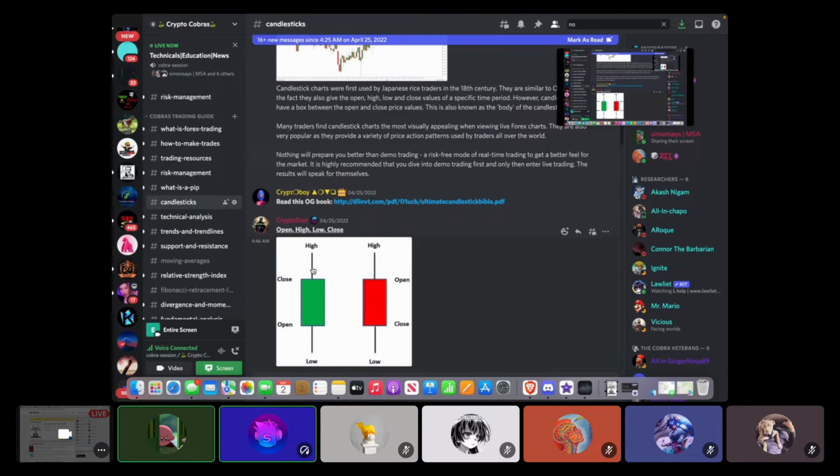Maybe it's a daily. It hit up here on the high, and then it closed down here. So that was the maximum move for the day. And then this is the close. This is also the lowest it went for the day. And this is where it actually opened. So if this green candle closed down here, it would be a red candle. Capiche? Cool.